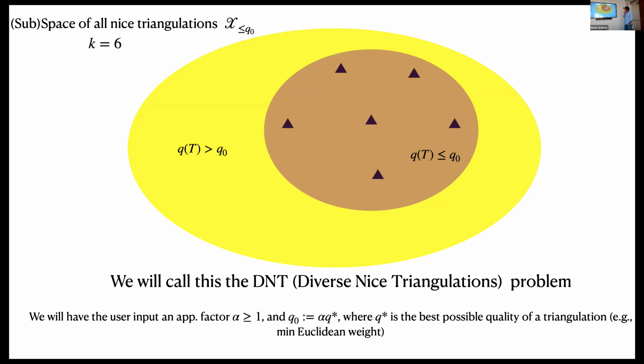Now, one quick thing is in this nice triangulation problem, the user has to input this quality Q0, like all our triangulations should be better than Q0. But because we like to use approximation algorithm notation, we will let the user input some approximation factor alpha, and then my Q0 will be alpha times the quality of the best triangulation. So instead of asking the user to input exactly the quality, I just allow them to input the approximation factor.